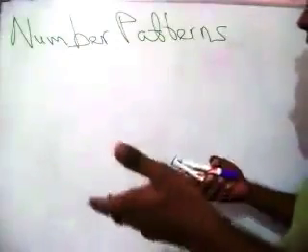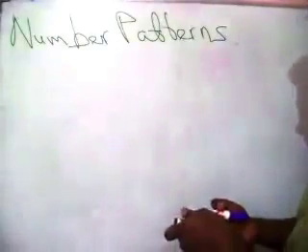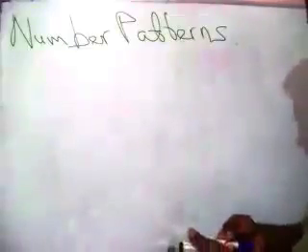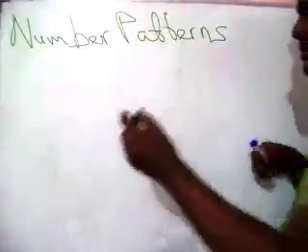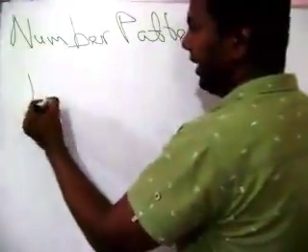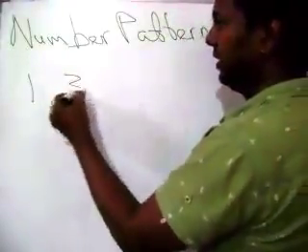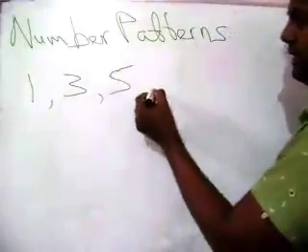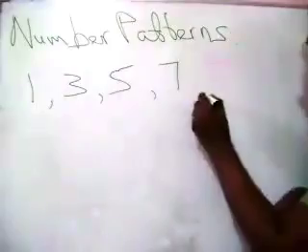For example, let's take the number pattern of odd numbers. For example, 1, the next odd number is 3, the next odd number is 5, the next odd number is 7, and so on.